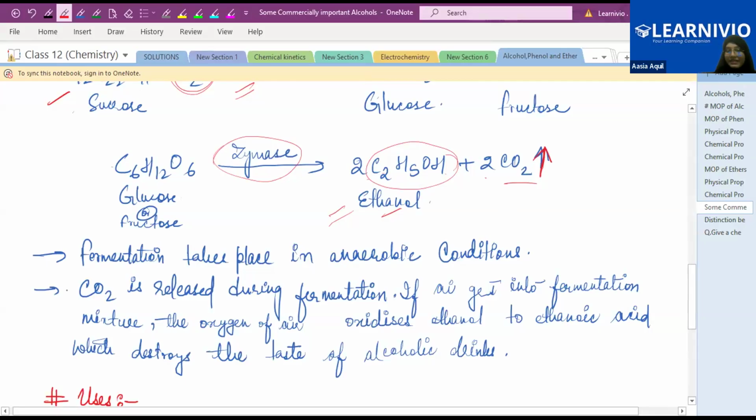So carbon dioxide is released during the fermentation process, and if air gets into fermentation, the oxygen of the air oxidizes ethanol to ethanoic acid. Due to the formation of ethanoic acid, it destroys the taste of the alcoholic drink. That is the reason why we do the fermentation in anaerobic condition. Clear, Ellie?